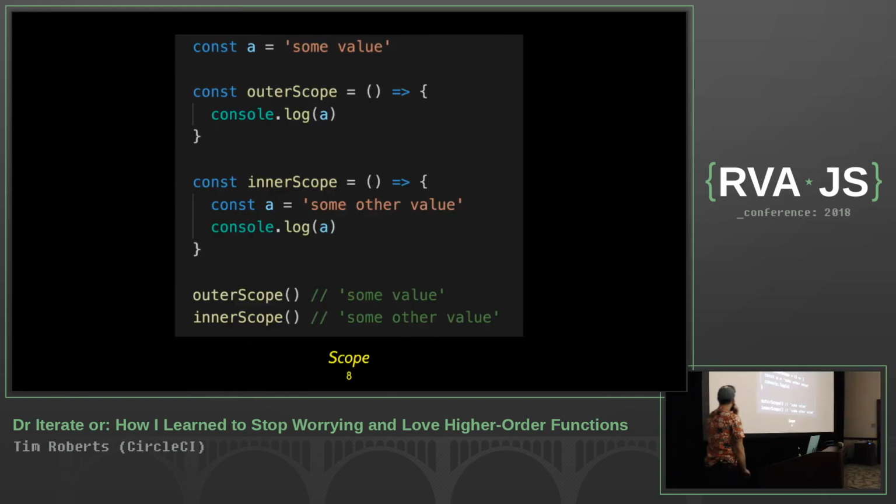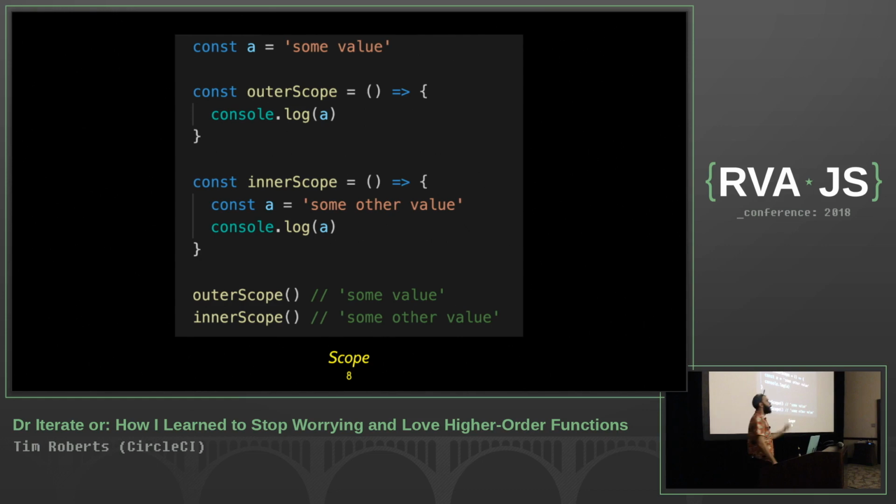A lot of words, let's look at code. So I have some value in my global scope or my module scope, right? A. I have this function called outer scope, and I have this function called inner scope. When I call outer scope and I reference value A, it's referencing some value. However, in inner scope, I say, hey, I'm going to create a new value. I'm going to create this value called A, and it's some other value. And when I call it, I don't print some value, I print some other value.